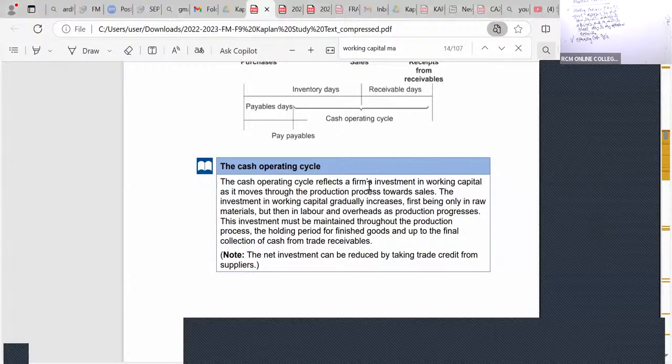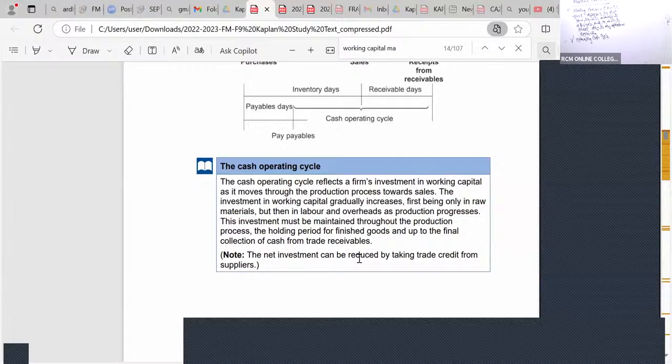So how much are you going to invest in receivables? How much will you be investing in inventory? The investment in working capital gradually increases, first being only in raw materials, but then in labor and overheads as production progresses. This investment must be maintained throughout the production process, the holding period for finished goods, and up to the final collection of cash from trade receivables.